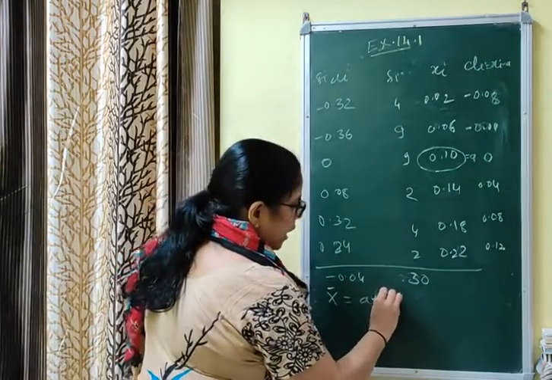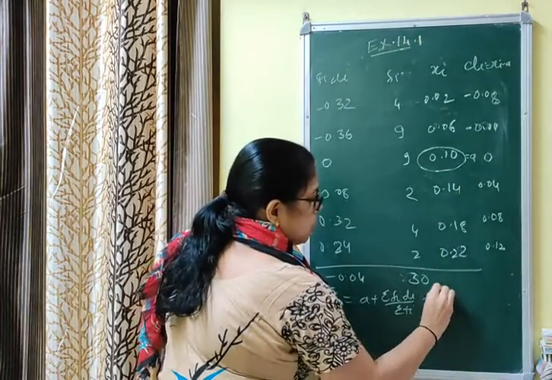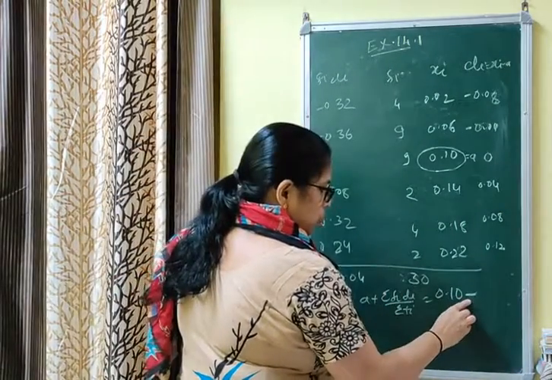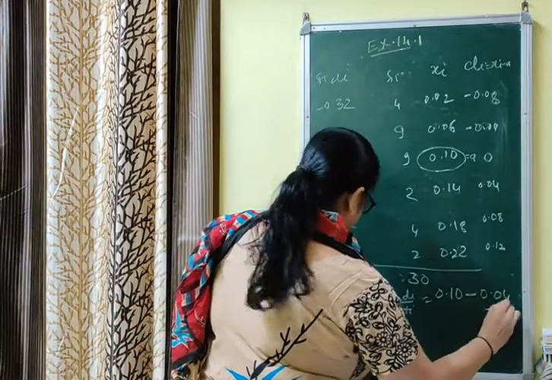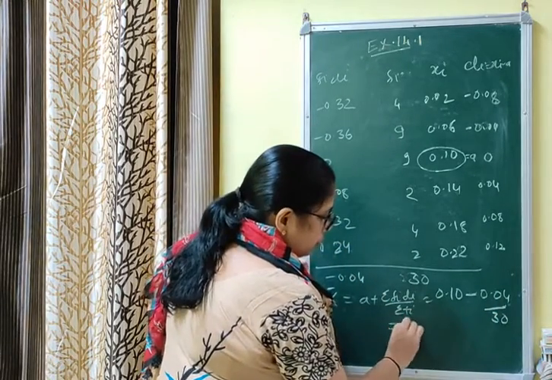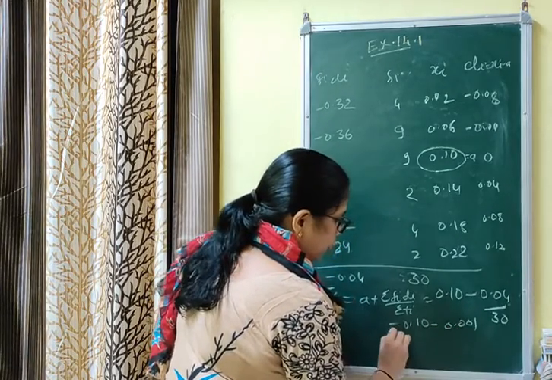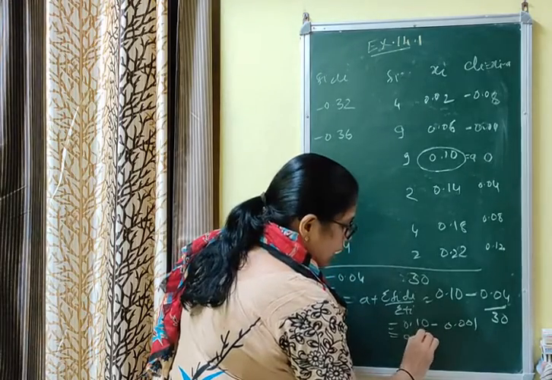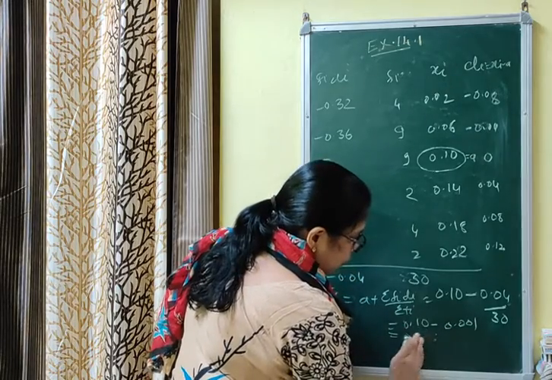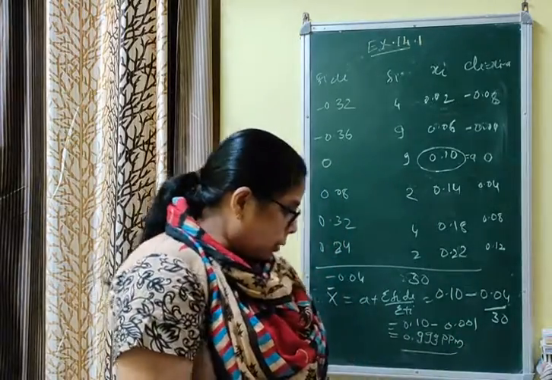X bar equal to A plus sigma fi di upon sigma fi. A is 0.10 minus, because sigma fi di, the sum of fi di, is minus, so you put minus here. 0.04 upon sigma fi, which is 30. If you solve this, you will get 0.10 minus 0.001. By solving it, you get 0.999 ppm. The unit is given as ppm. This is question number 7.